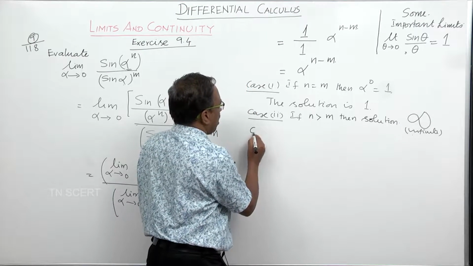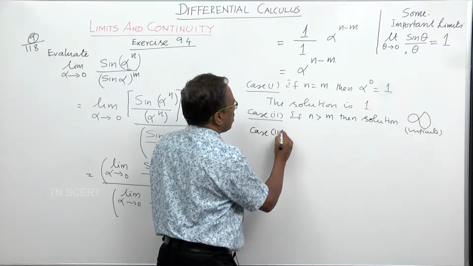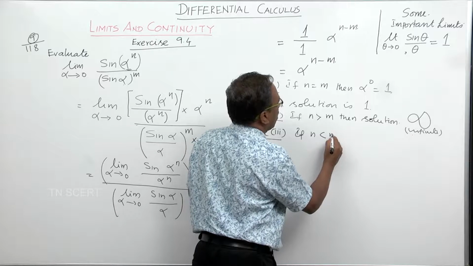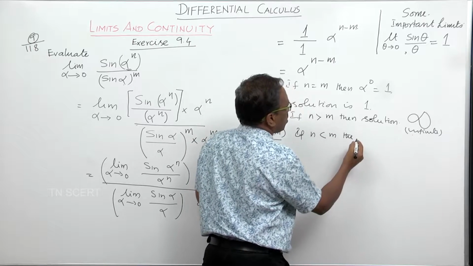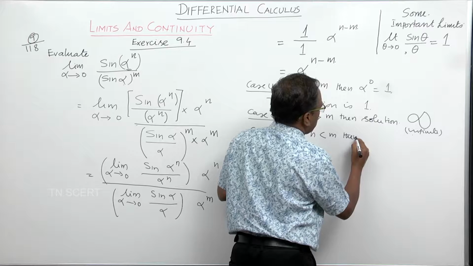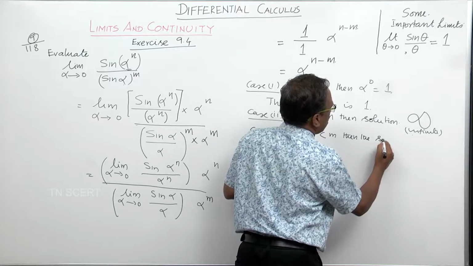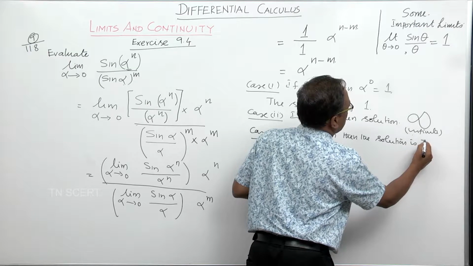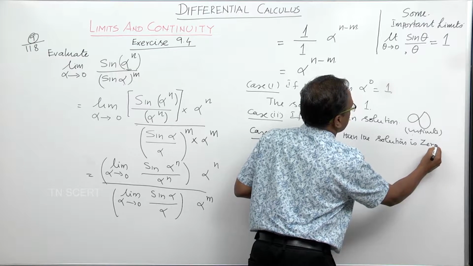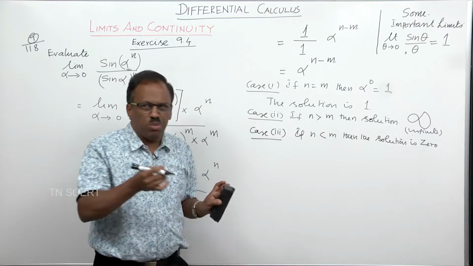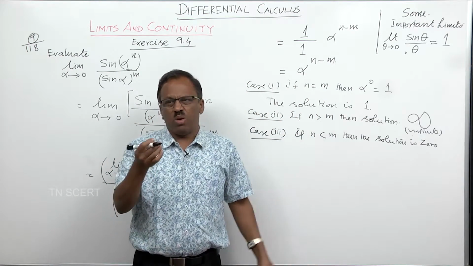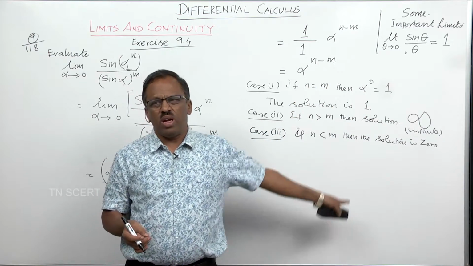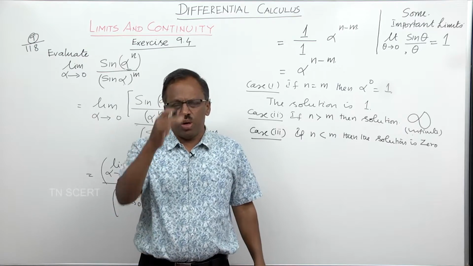And case 3: suppose n is less than m, then the solution is 0, because obviously this will have a negative value. Like this, we are going to get 3 cases.